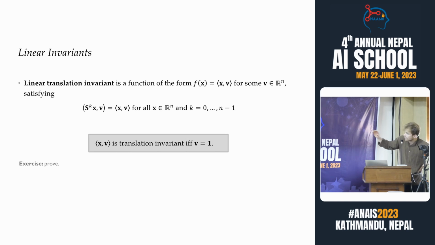Okay? And you can see that any function that is linear can be expressed as this kind of inner product, right? Where V is our space of parameters, there are n parameters. But now we can ask, what exactly are the linear translation invariant functions? And actually, if you work out the math, you will see that there is not a lot of freedom to parameterize invariant functions. So here it says that V should be the constant vector of all ones.